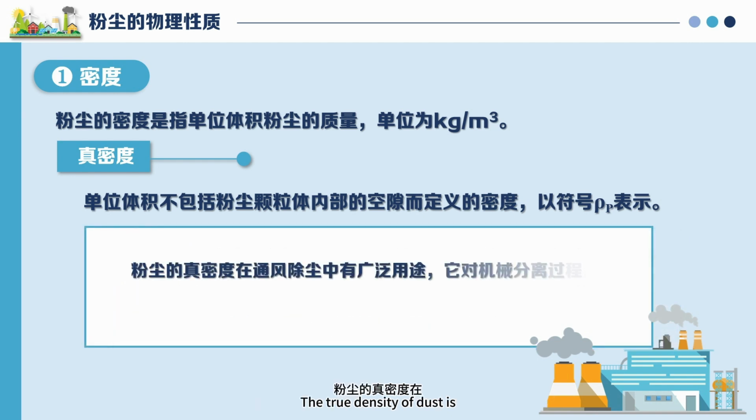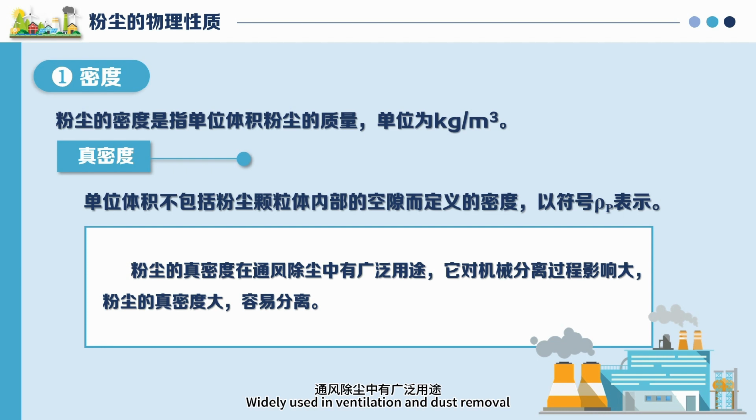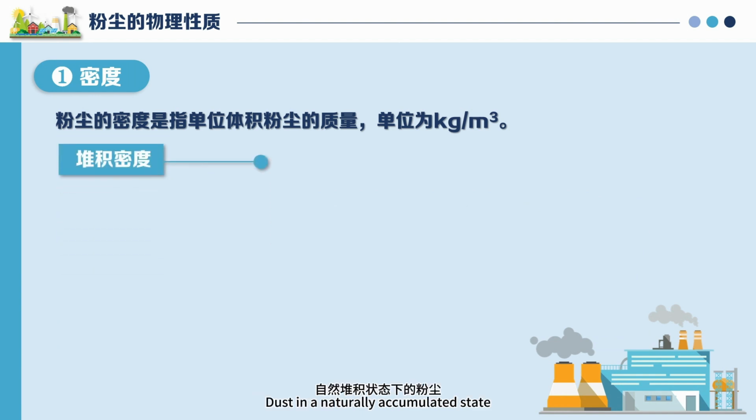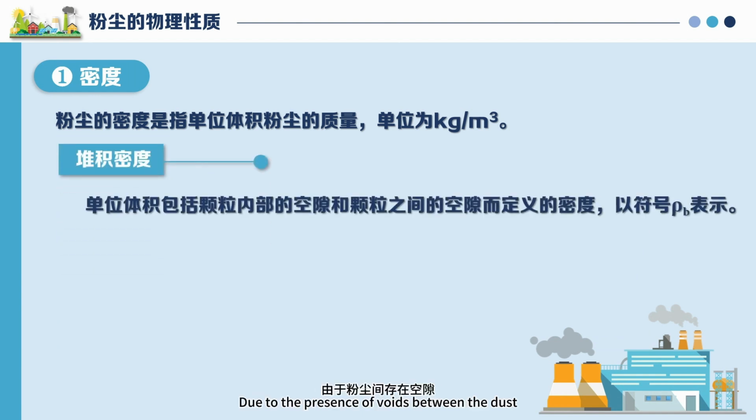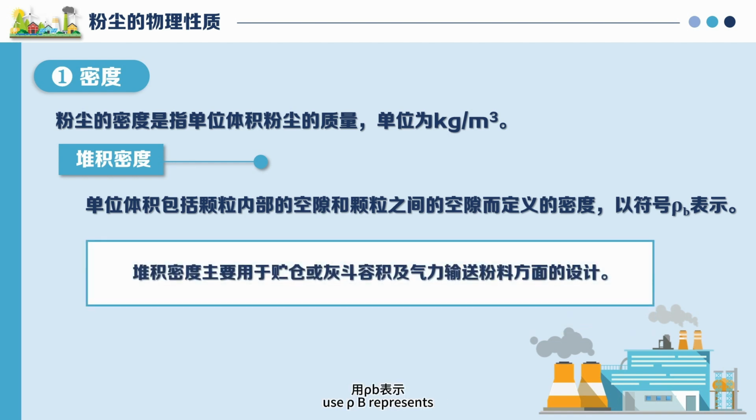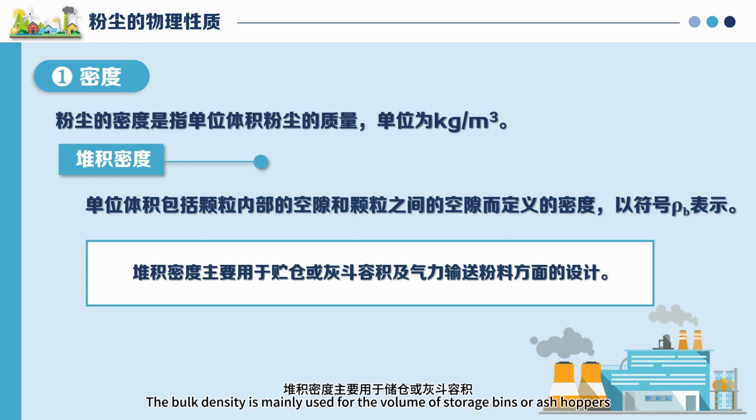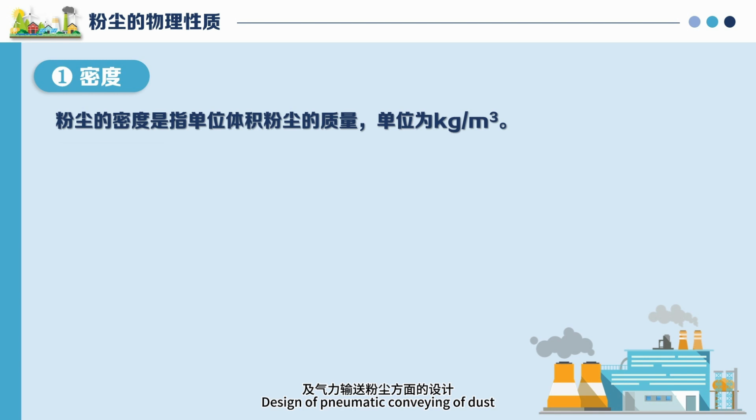The true density of dust is widely used in ventilation and dust removal. It has a significant impact on the mechanical separation process. If the true density of dust is high, it is easy to separate. Dust in a naturally accumulated state has voids between the dust particles. Therefore, its overall density is smaller than the true density of dust, as it includes the spaces between dust particles. The dust density including the gas space is called bulk density, represented by ρB. The bulk density is mainly used for the volume design of storage bins or ash hoppers and for the design of pneumatic conveying of dust.